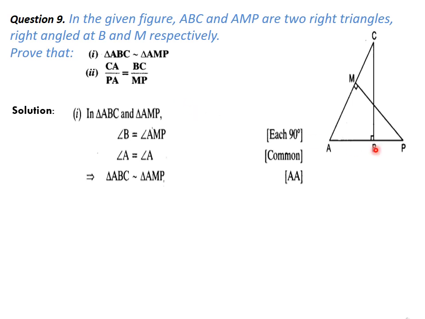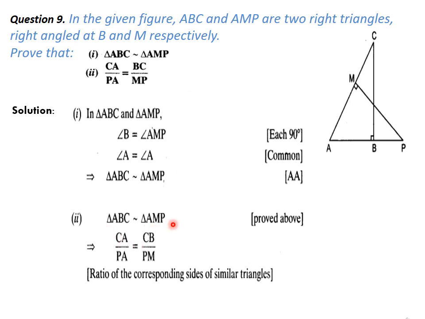So they want us to prove that ABC is congruent to AMP, or similar to AMP. If we can prove that, we can say that by corresponding sides, their ratios are equal. Therefore, this ratio will be true. We have already proven that triangle ABC is similar to AMP. So from here, we can directly say that the ratios of the corresponding sides of similar triangles are always equal. Therefore, we can form the ratio.